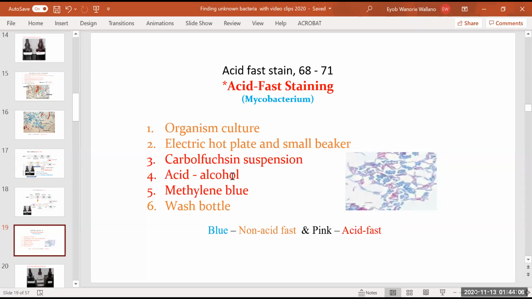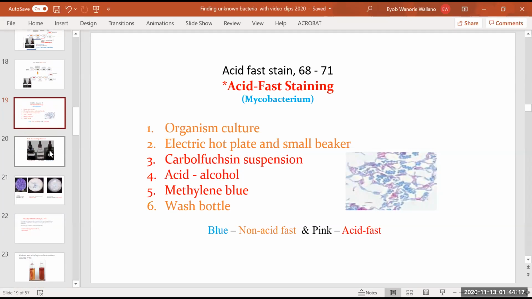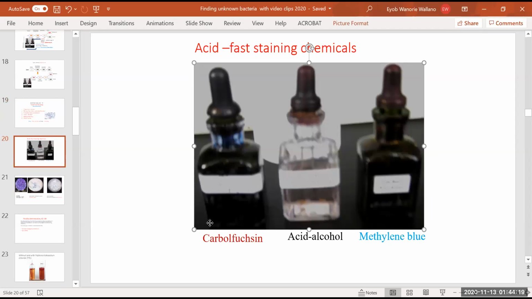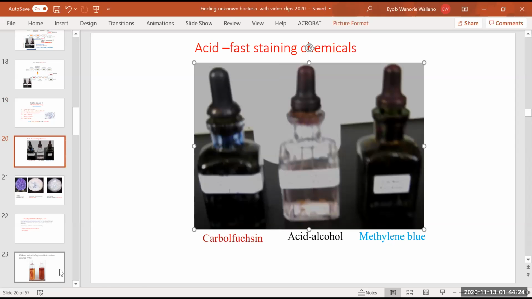Don't make a mistake on that. You need to make it acid alcohol. You see, you need to know it. So what color it will be on acid fast, you need to remember it. The three of them you need to know: carbolfuchsin, acid alcohol, and methylene blue. Those ones you need to know.